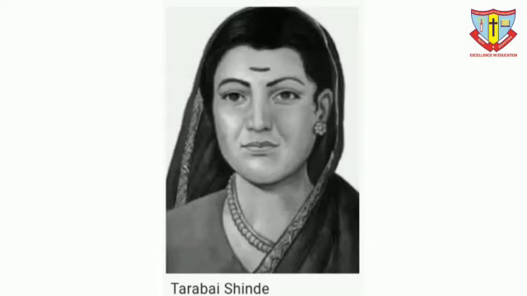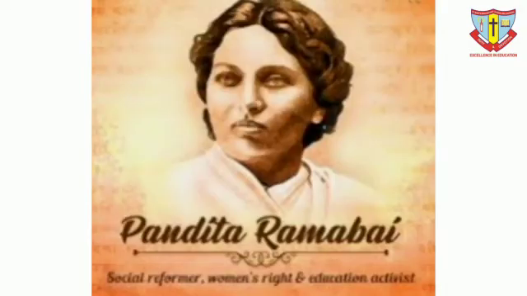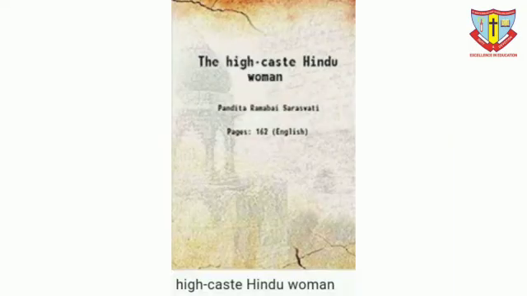Among women authors writing about women in the 19th century, Tarabai Shinde was the foremost one. She wrote attacking the male-dominated social system and the caste system. Her book Stri Purush Tulana, published in 1882, is acknowledged as the first feminist book in India. In 1888, the book written by Pandita Ramabai was published, entitled The High-Caste Hindu Woman.